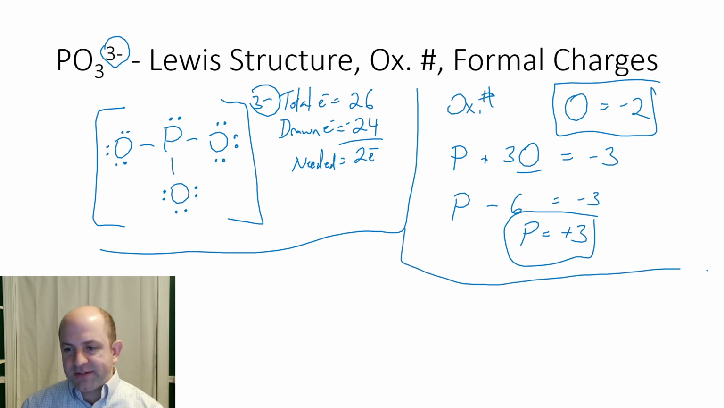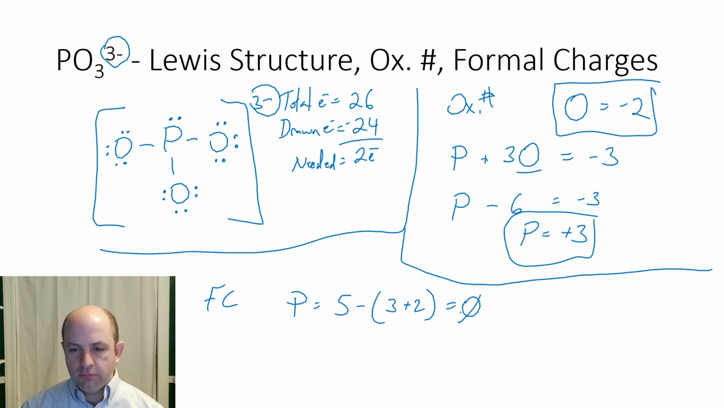All right, last thing, the formal charges. So here, formal charge, we'll start with the phosphorus. Phosphorus is supposed to have 5 electrons from column 5A. It has 3 bonds, so that's good. It's got 2 dots. That means this phosphorus has a formal charge of 0.